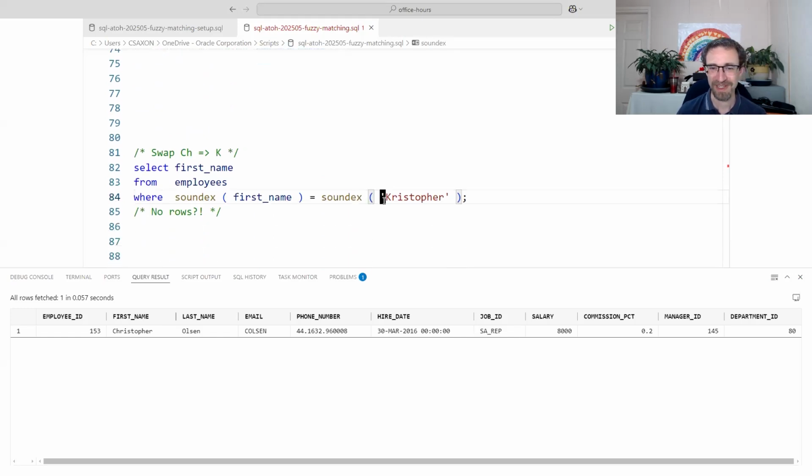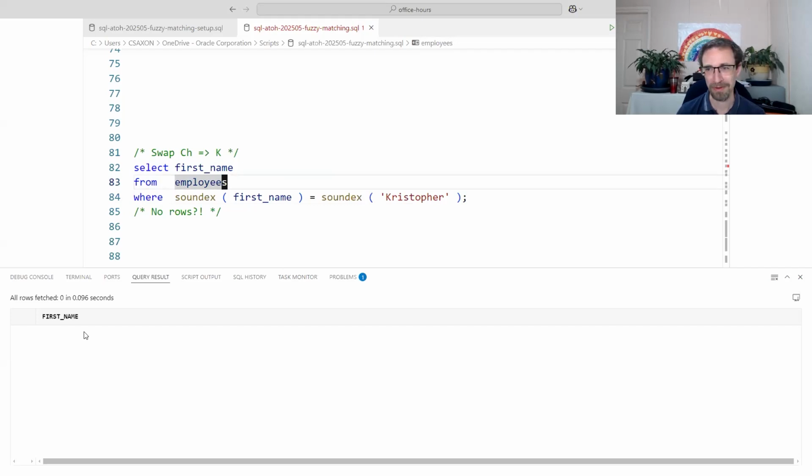One thing you can do is swap the CH for a K, okay? And certainly I would pronounce this exactly the same, Christopher versus CH. Do that, and we have not matched anything at all, right? So they have got different encodings.